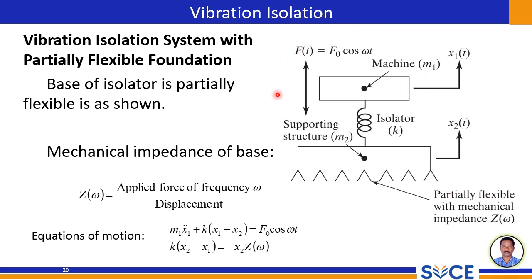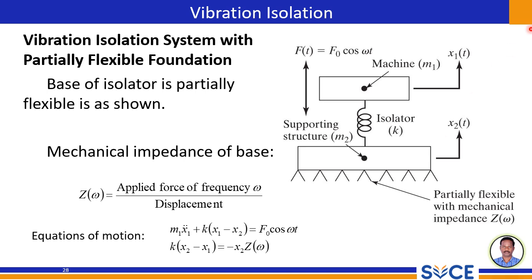We have a machine represented by mass m mounted on a partially flexible foundation represented by mass 2. The machine is connected to the foundation by an isolator represented by a spring with stiffness K. The machine is subjected to a force F of t, which is equal to F naught cos omega t.